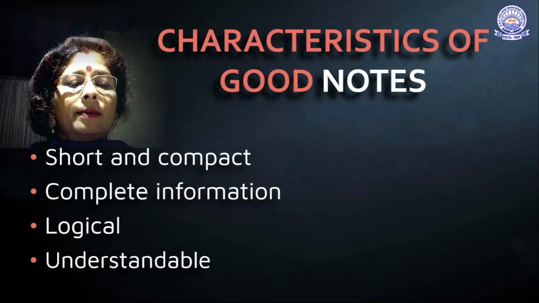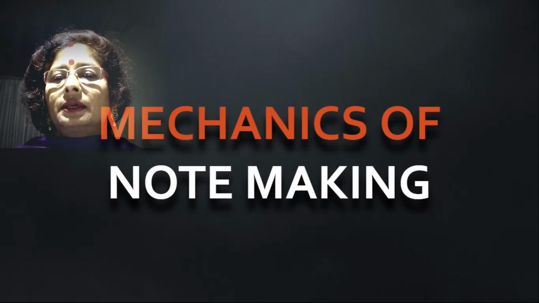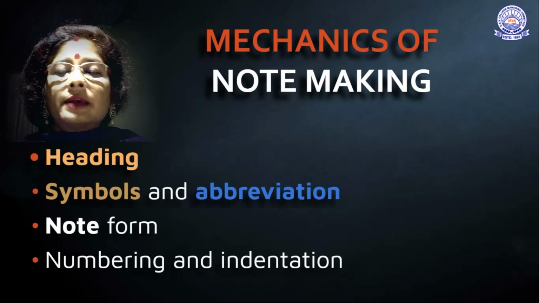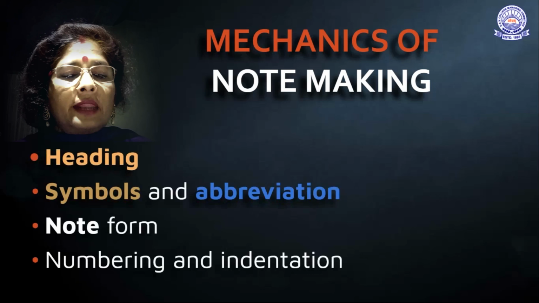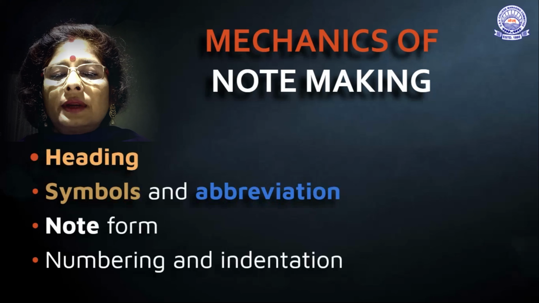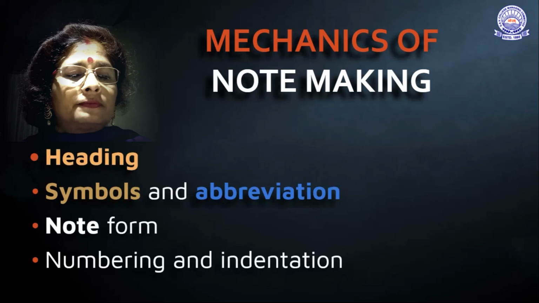Then comes the mechanics of note making. For this we can say there are four mechanics. Number one is heading and subheading. Then there is abbreviation and symbols. The next one can be note form, and the last one can be numbering and indentation.